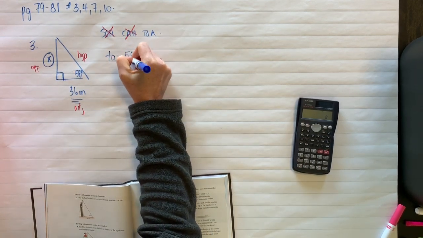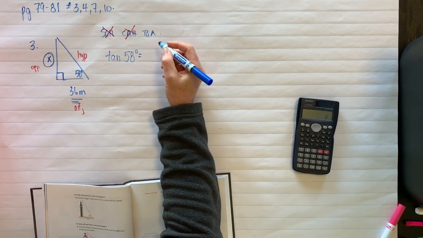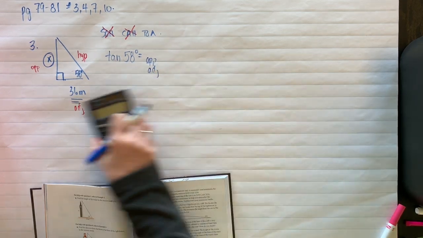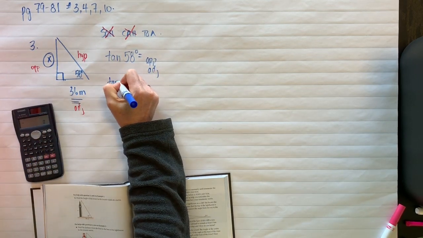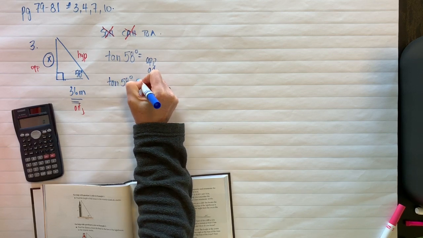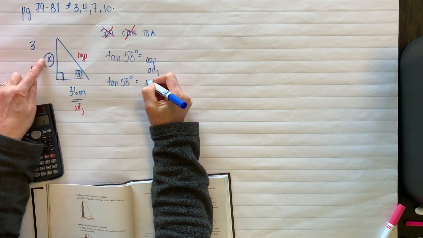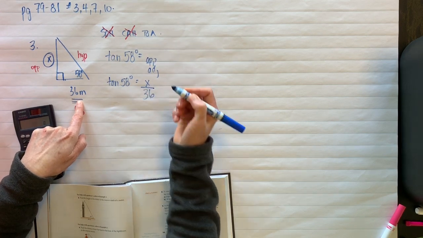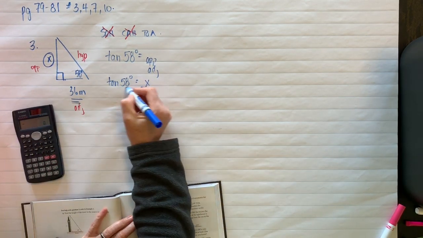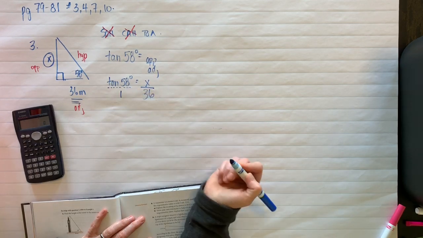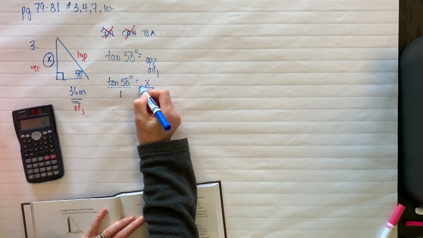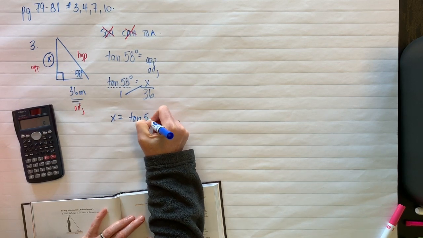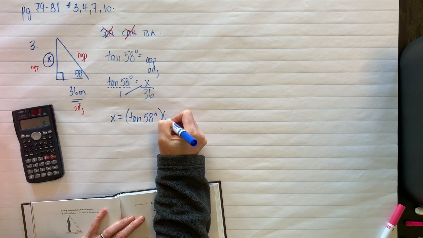So what can I say? I can say the tan of 58 degrees equals opposite over adjacent. I'm just going to leave it tan 58 because most of our calculators can do that. The tan of 58 degrees equals my opposite value, x, over my adjacent value, which is 36. So again, make this over 1 so that I can cross multiply and solve. X times 1 equals x, and I'm left with tan 58 degrees times 36.